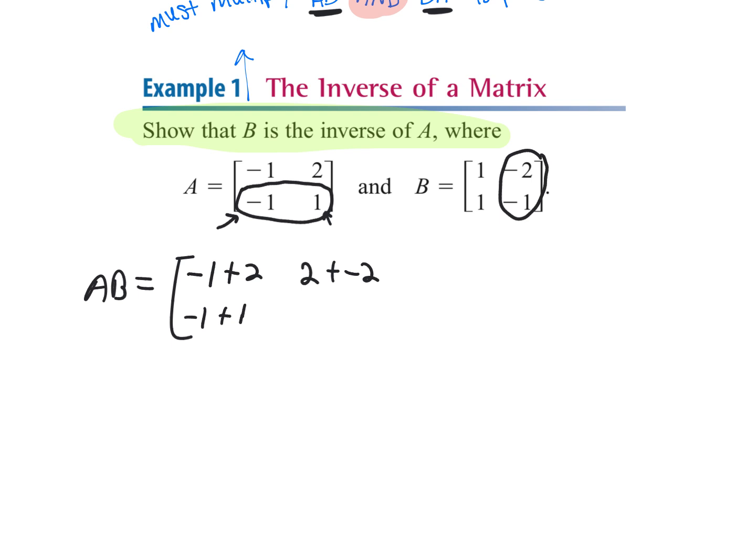All right, so then I'm going to go entry by entry. I'm going to go -1 times -2, which is 2. And then 1 times -1 is -1. And then all we have to do is just simplify those. Do we get our identity matrix? We do. We get 1, 0, 0, 1, so it works this way.